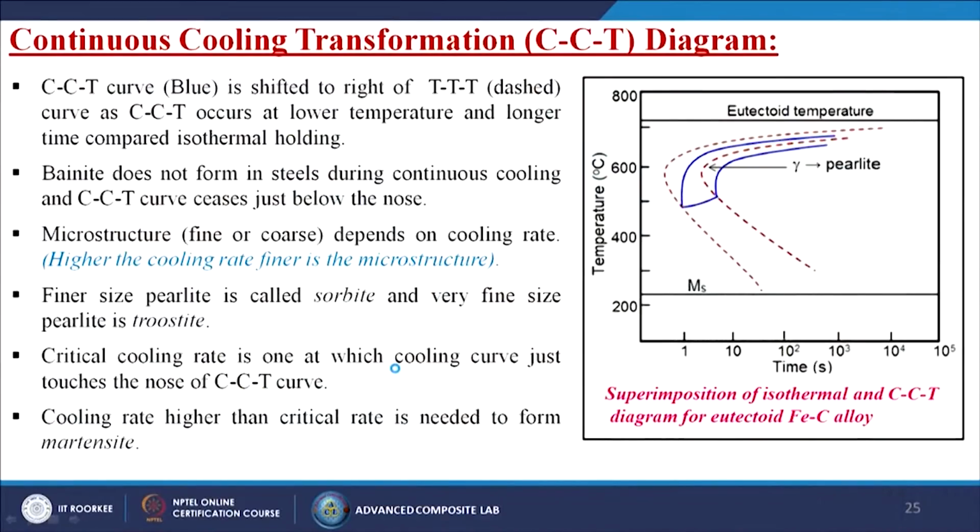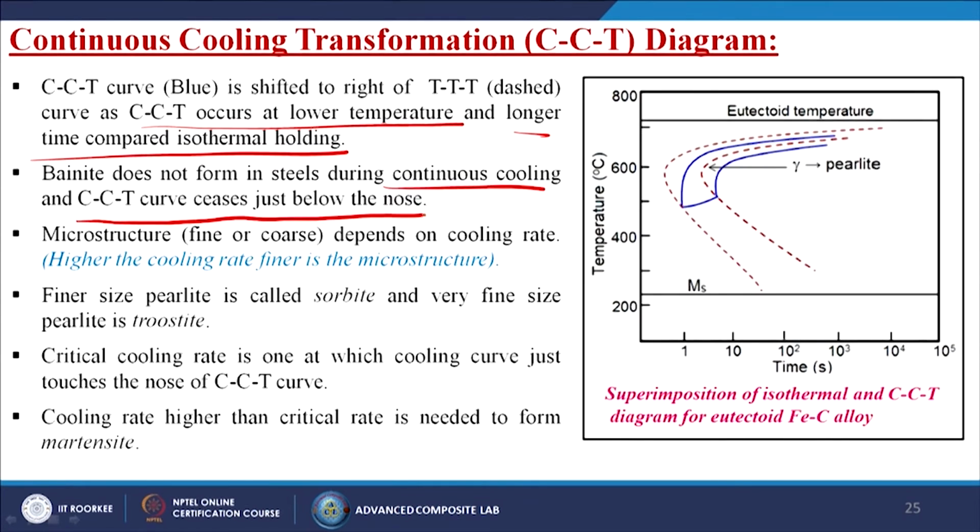Generally, the CCT curve is in blue and the dotted, or dashed, curve is the TTT curve. As CCT occurs at lower temperature and longer time compared to isothermal holding, bainite does not form in steels during continuous cooling and the CCT curve ceases just below the nose. Microstructure fine or coarse depends on cooling rate, the higher the cooling rate, the finer is the microstructure.